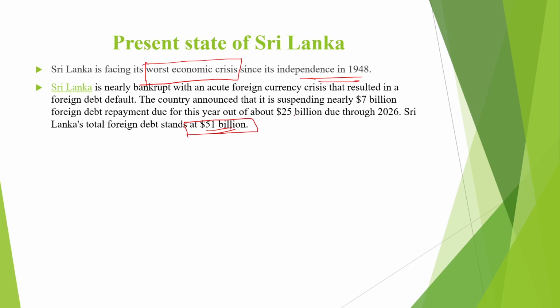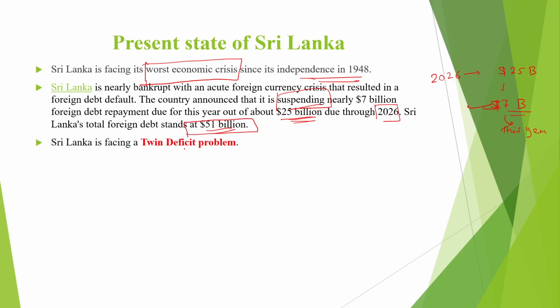Out of this $51 billion, Sri Lanka is supposed to pay $25 billion by 2026. And out of this $25 billion, Sri Lanka is supposed to pay back $7 billion this year. But what happened? The country has now said that it is suspending paying the $7 billion for this year because it simply doesn't have the money to pay back its foreign debtors. Okay, so this is the present situation.